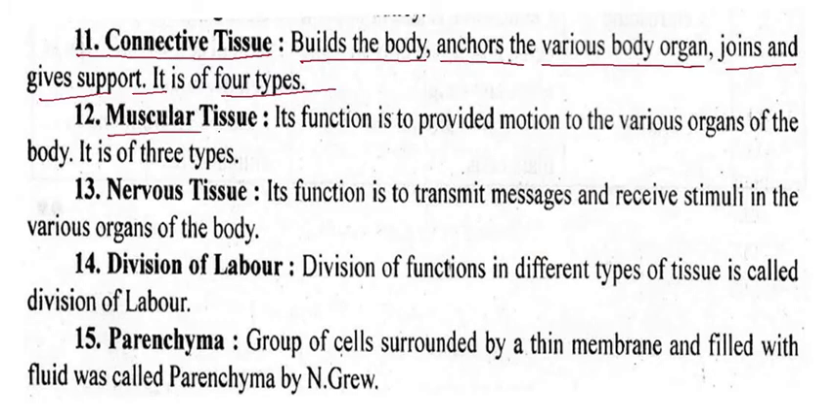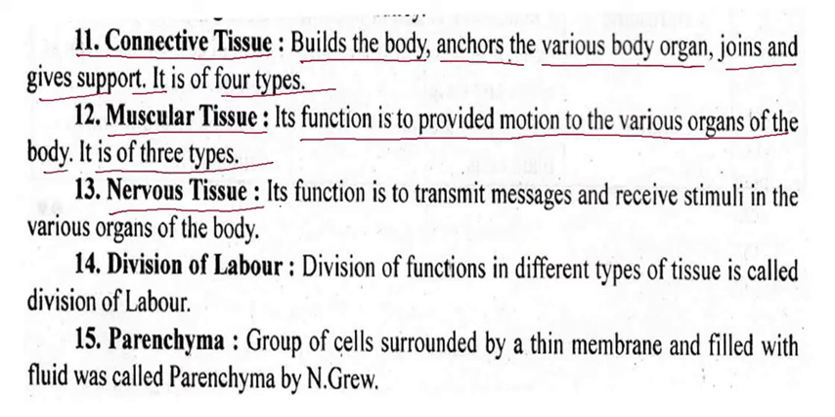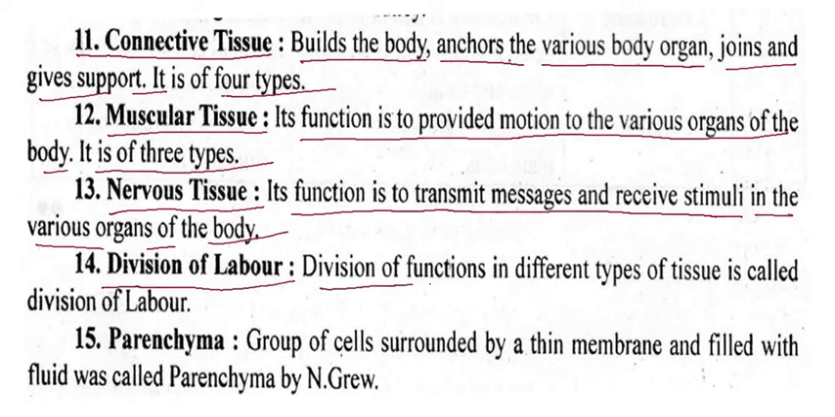Muscular tissue: its function is to provide motion to various organs of the body. It is of three types. Nerve tissue: its function is to transmit the message and receive the stimulus in the various organs of the body. Division of function in different types of tissue is called division of labor.